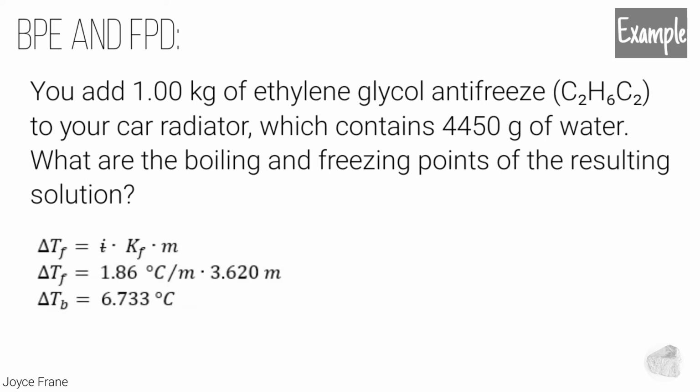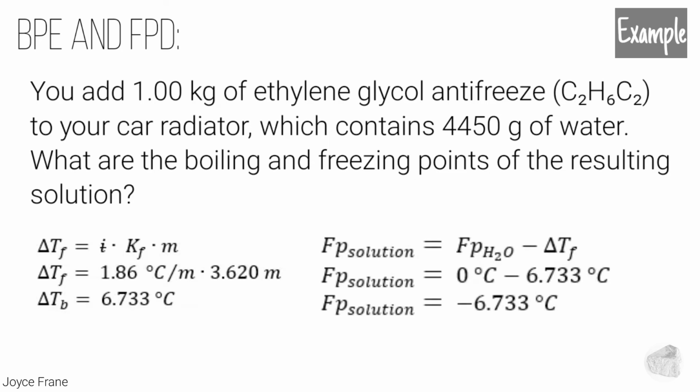For the freezing point, it is roughly the same procedure as a while ago. Using the formula of depression and plugging in the corresponding values, we now know that it decreases by 6.733 degrees Celsius. Now, for us to get the freezing point of this solution, we must subtract the answer we got from the depression formula from the actual freezing point of the solvent, which leads us to the freezing point of the antifreeze solution to be negative 6.733 degrees Celsius.